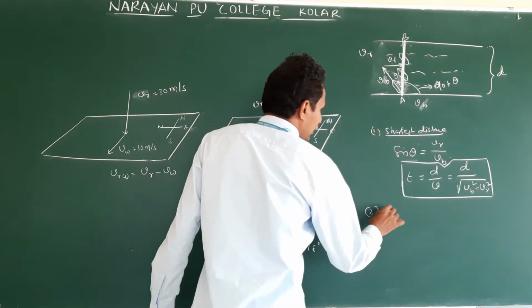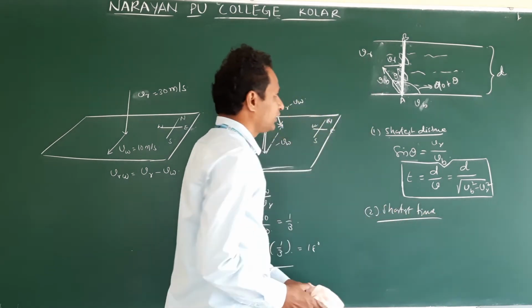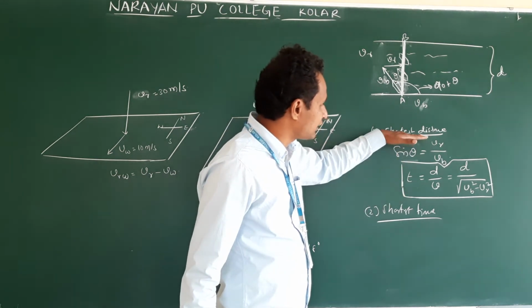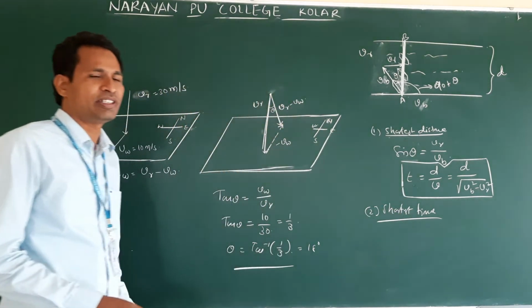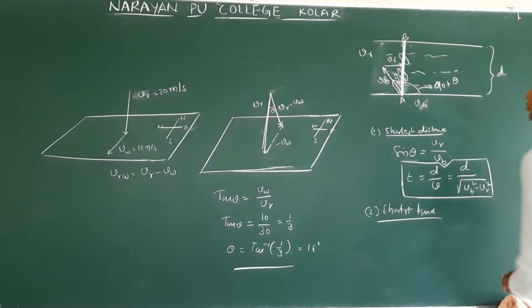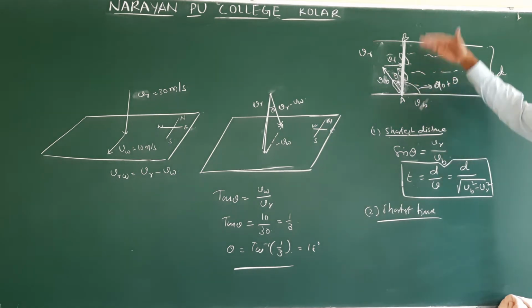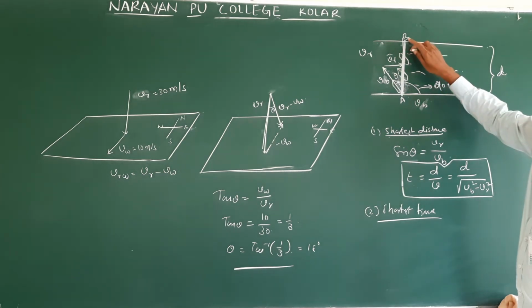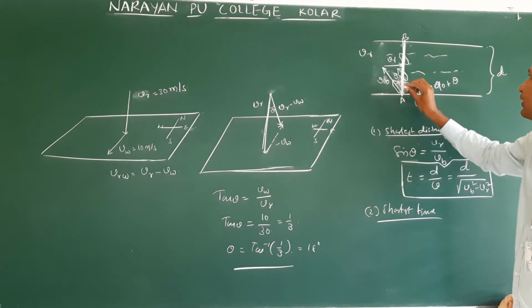There is the second one, shortest time. See, don't confuse here. Shortest distance is not shortest time. Understand? In the shortest distance, the time taken is this one. Next, shortest time. Shortest time is only to reach the opposite bank, not exactly the opposite point. So in that case, to reach in the shortest time, the boat has to start exactly normal.